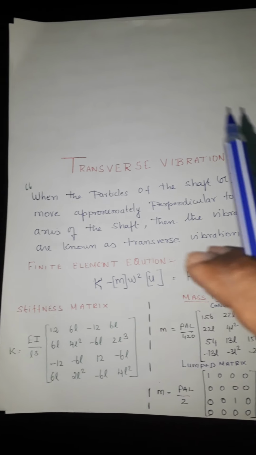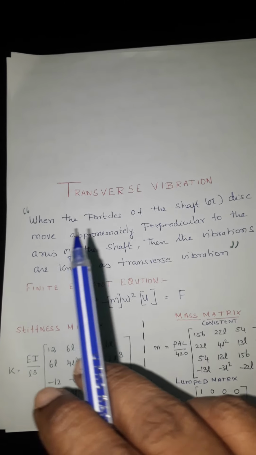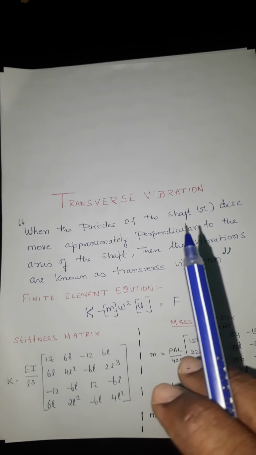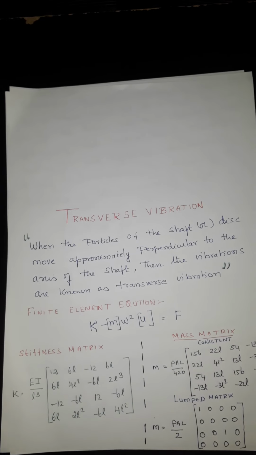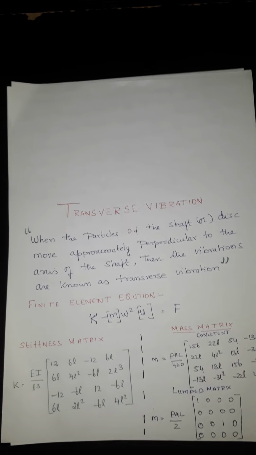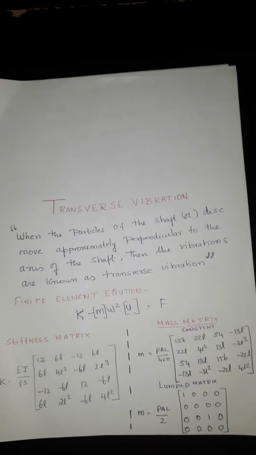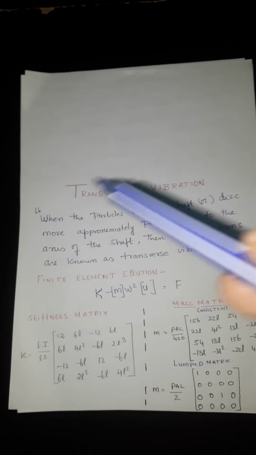Today we are going to see transverse vibrations. I'll read this: when the particles of the shaft or any object move approximately perpendicular to the axis of the shaft, that is, perpendicular to the vibration axis of the shaft, while making periodic repetition, then it is called transverse vibration. Mostly it occurs in the beam.